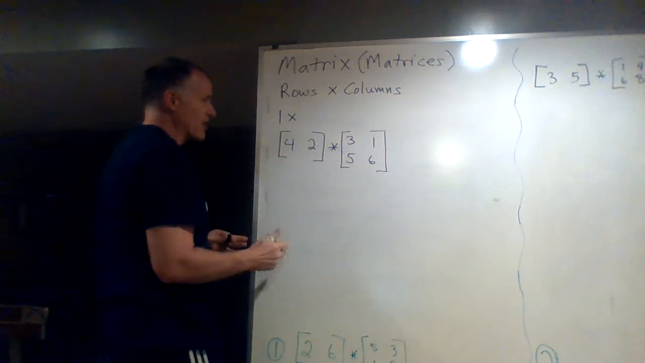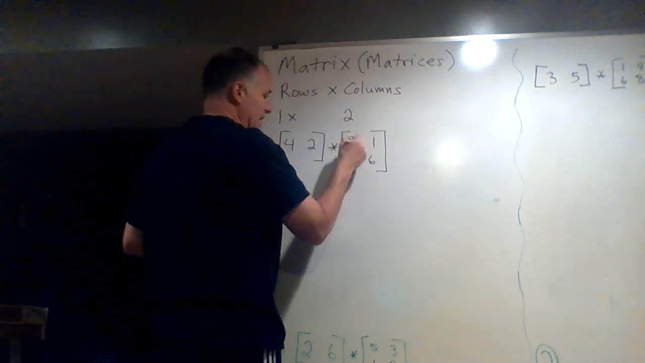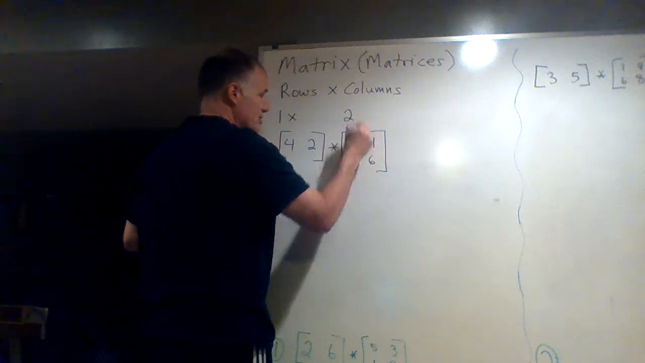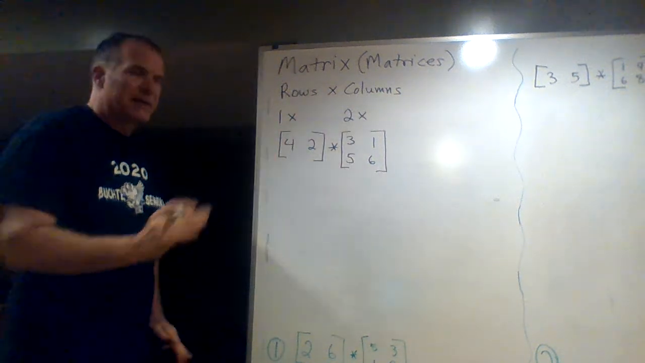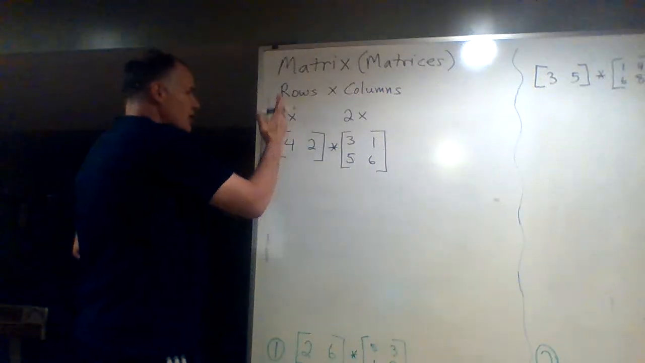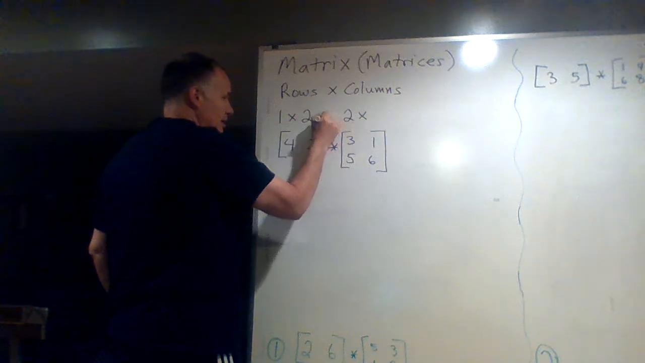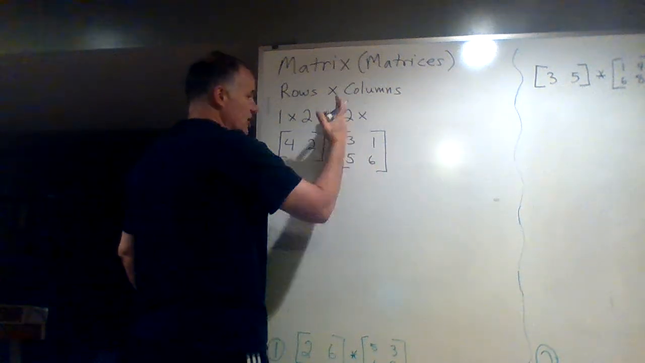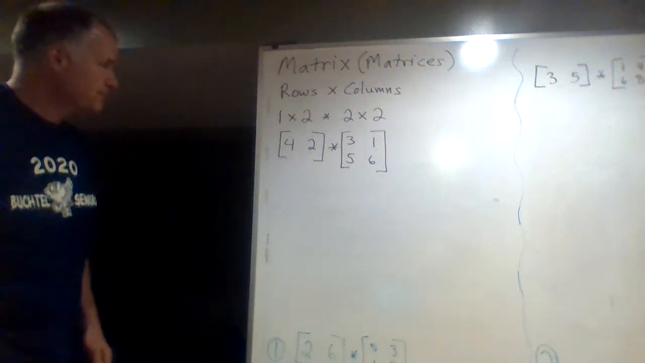Now we'll talk about the other number. Obviously the second number is columns. If you think of columns of a building, holding up a building, they're vertical. So this has 2 columns, and this one also has 2 columns.